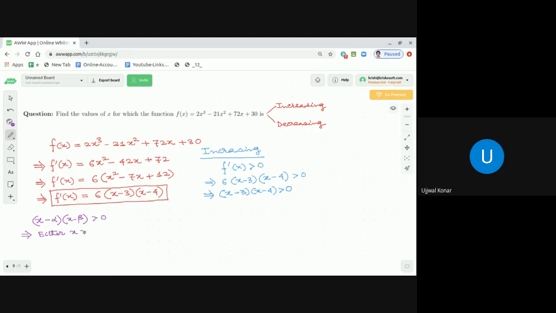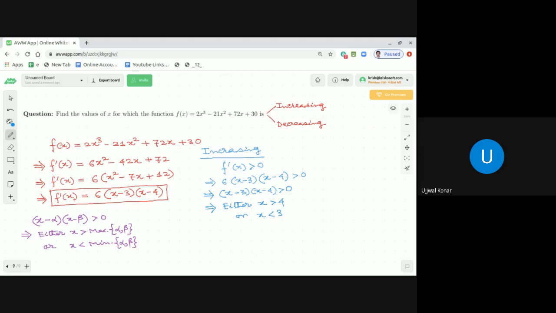x greater than the maximum of alpha and beta, or x less than the minimum of alpha and beta. Now if we apply this concept, here alpha and beta are 3 and 4 respectively. So x minus 3, x minus 4 greater than 0 means either x is greater than the maximum of 3 and 4, that is x greater than 4, or x is less than the minimum of 3 and 4, that is x less than 3.